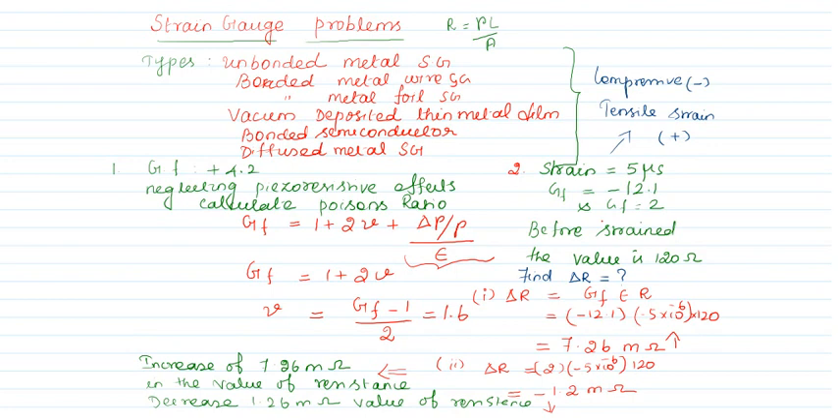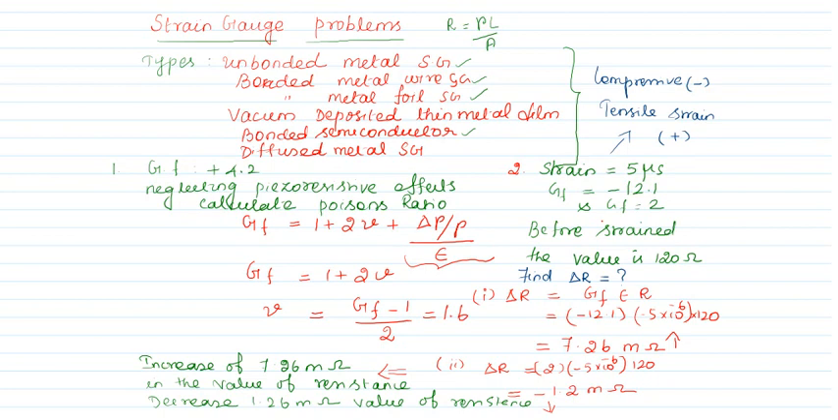then there will be a change in resistivity property. So the strain gauge comes under the resistive type of transducers. Not only that, it will also act as a primary as well as a secondary transducer. The different types of strain gauges are unbonded metal strain gauge, bonded metal strain gauge, bonded metal foil strain gauge, vacuum deposited thin metal film, bonded semiconductor, and diffused metal strain gauge.